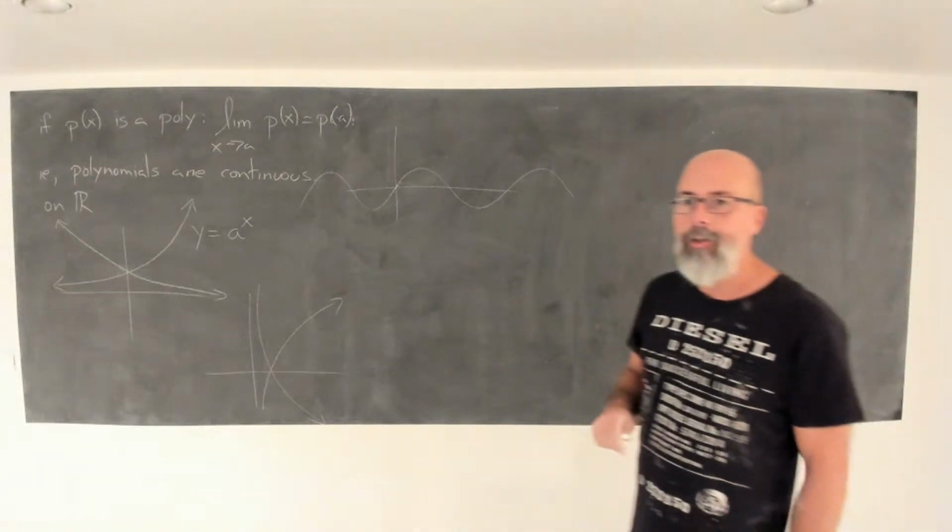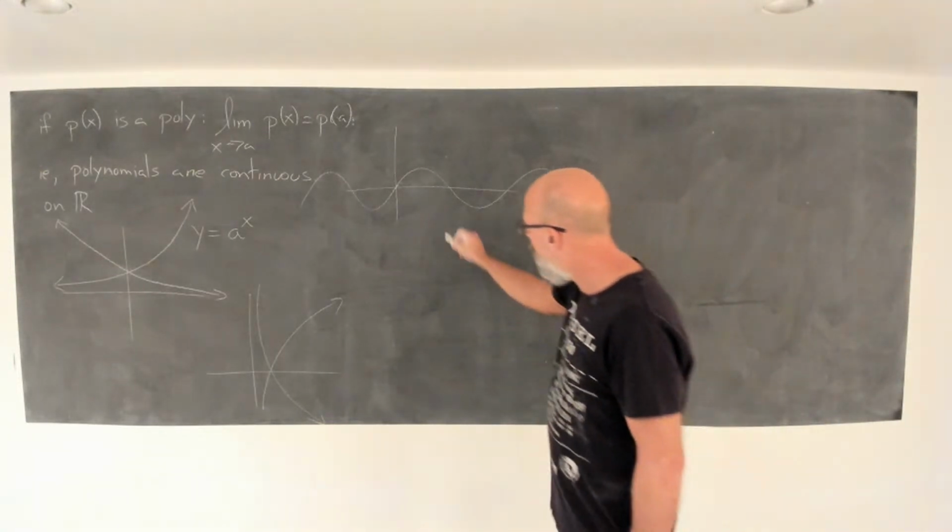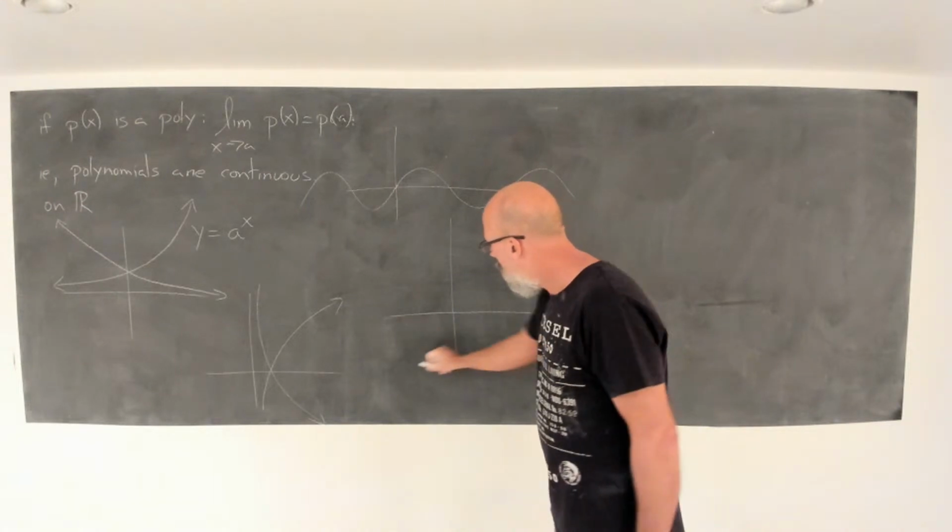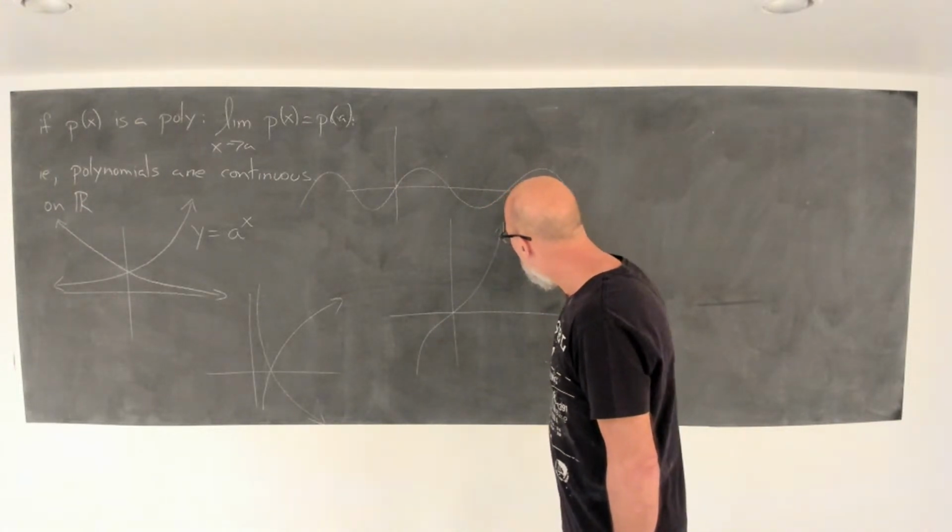Compositions of continuous functions are continuous. Somebody's asking, isn't tan discontinuous? You're right. You're right. But tangent, let's look at tangent.